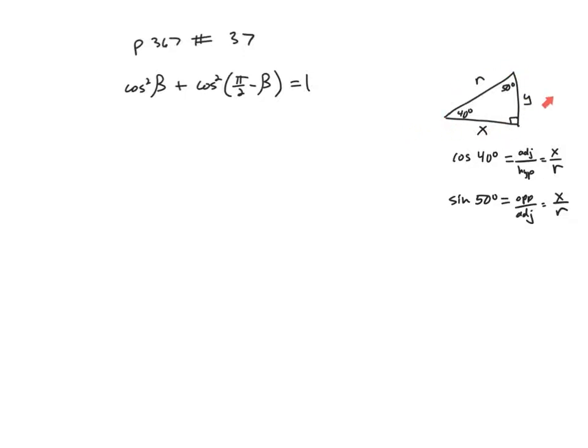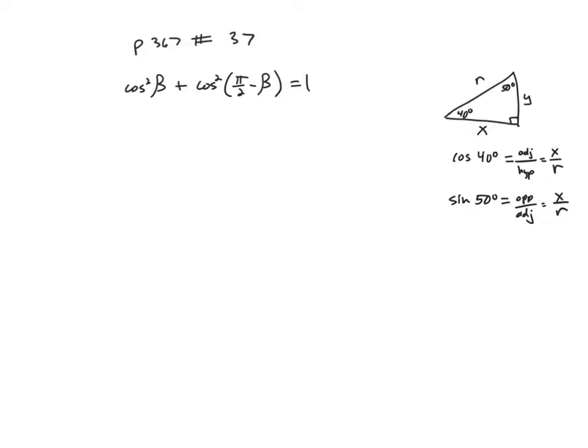When we have a right triangle, if I have 40 and 50 degrees in these two angles, I know the cosine of 40 is adjacent over hypotenuse, so that's x over r. And the sine of 50 is opposite over hypotenuse, which is x over r. So the cosine of 40 and the sine of 50 are exactly the same because of the right triangle relationship between complementary angles.